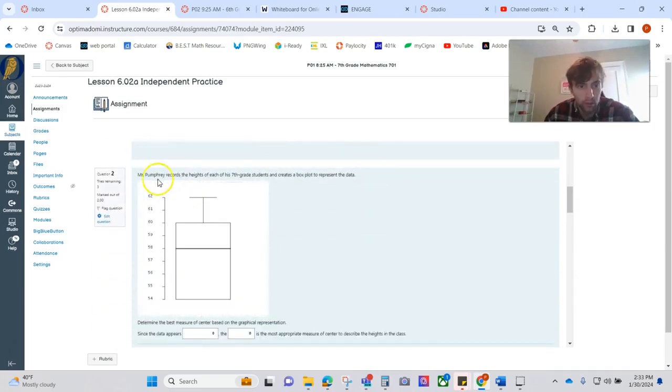Woohoo! Okay, question 2. Mr. Pumphrey records the height of each of his 7th grade students and creates a box plot.